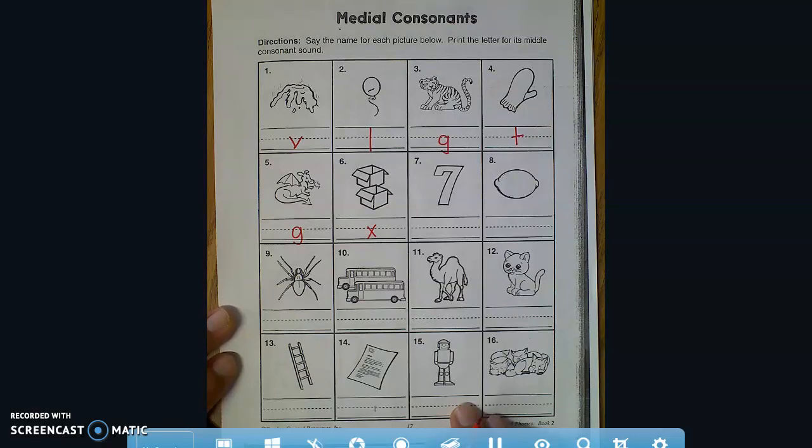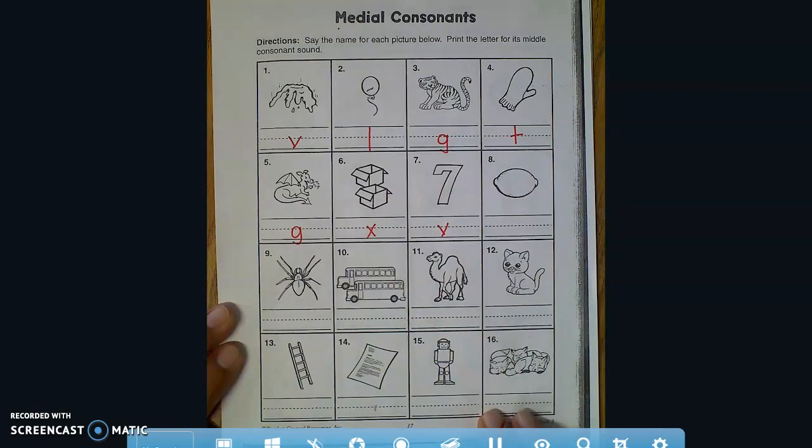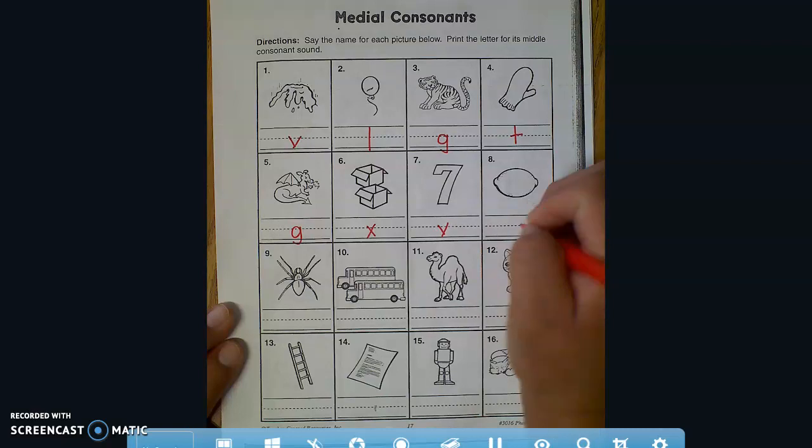Number 7 is number 7. So what do you hear in the middle of the word 7? Seven. V. It is a V. Seven. 7. Number 8, we have a lemon. So what is the middle consonant sound of lemon? Lemon. M.